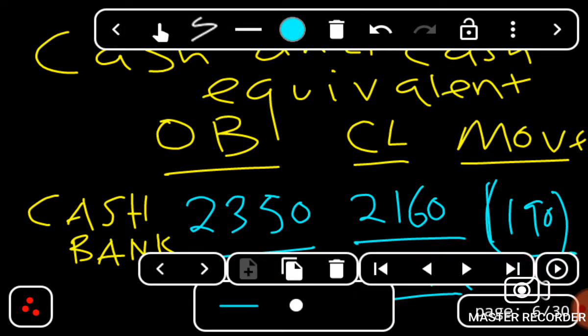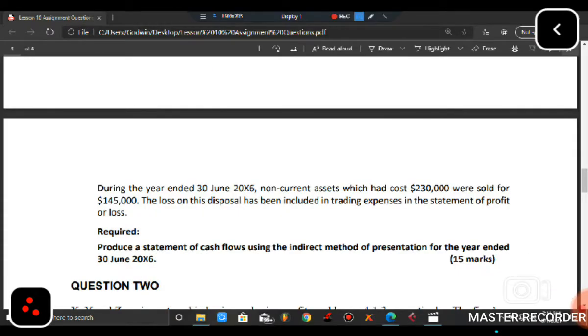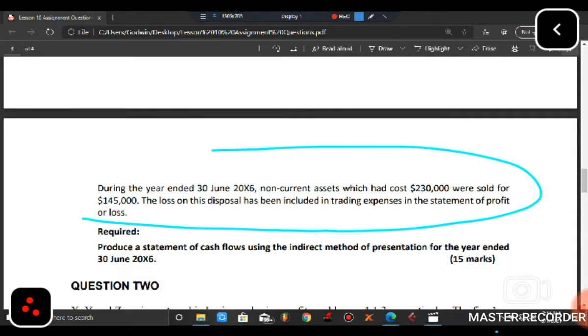Now the next thing that you should do when calculating anything in cash flow, look at the information given. The first information says during the year ended 30 June 2016, non-current assets which had costs 230 were sold for 145,000. The loss on this disposal has been included in the trading expense in the statement of profit or loss. So let's start with this part. We are saying this non-current asset which cost 230,000 was sold.